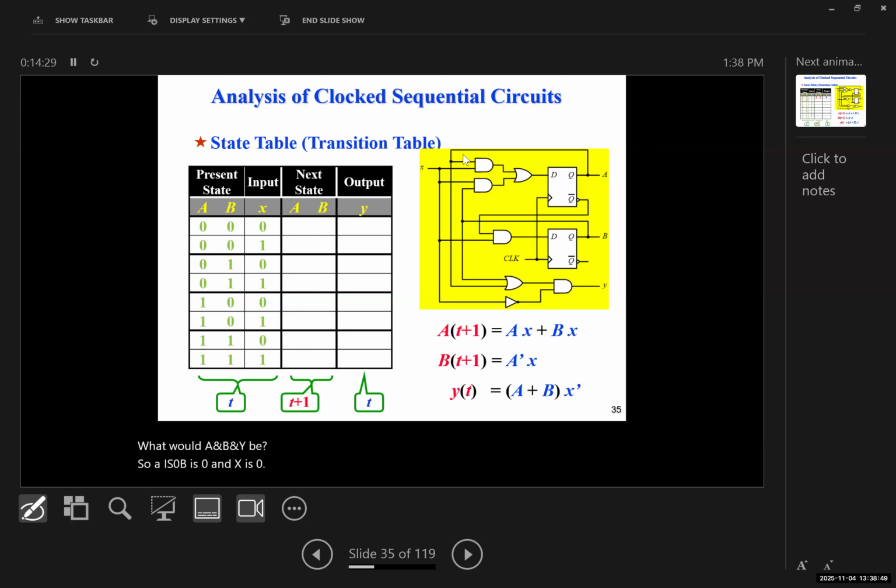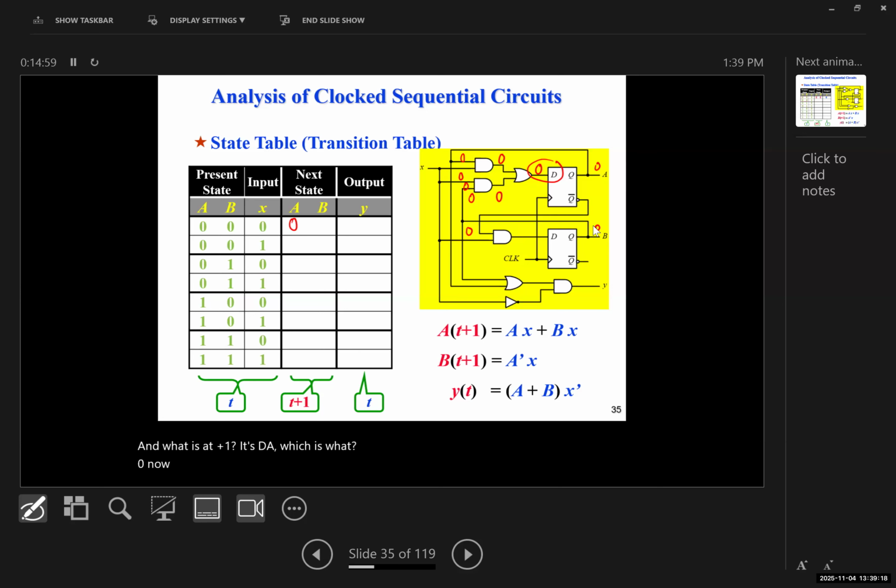So initially A was 0, B is 0, so 0, 0. X is 0. So I have 0 here, 0 here, and 0 here. 0 AND with 0 gives us what? 0 AND with 0 gives us what? 0 OR with 0 gives us what? And what is A(t+1)? It's D_A, which is what? 0.